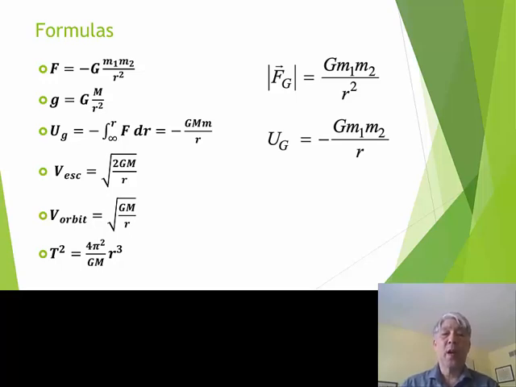On the left-hand side, we kind of have the IB version of a number of formulas. These formulas are also important, but they're not included on the AP Physics formula sheet. You will need to derive these.